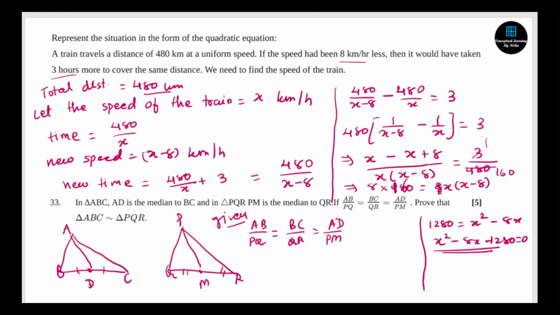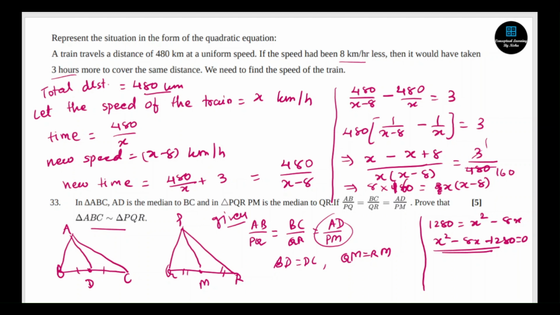Also, if this is a median, so what can I say? AD equals DC, BD equals DC and QM equals MR. This is also given, right? And now you can prove these two are similar. ABC is similar to PQR. Alright. So simply here you can replace this by the third side. So it is easy, okay? You can solve this. Alright.